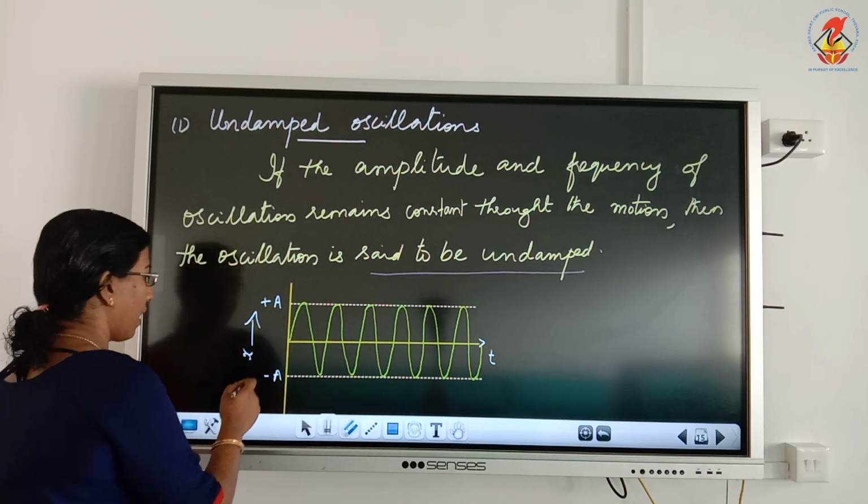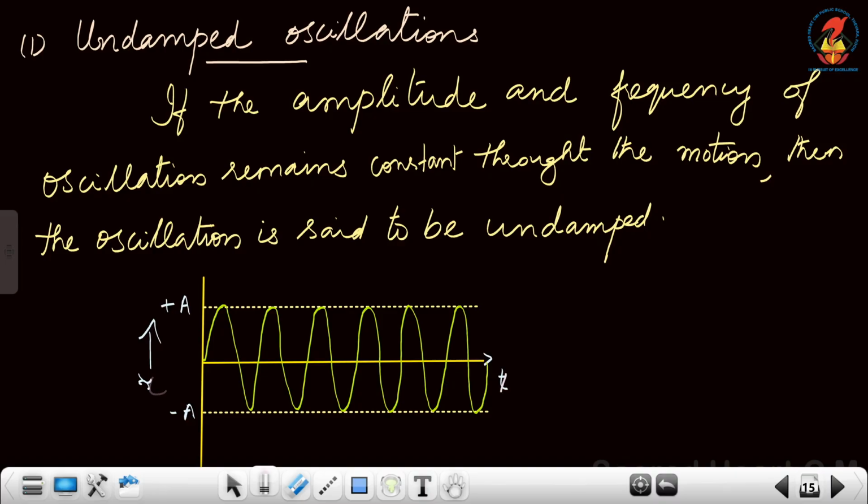And if we draw a graph of displacement with time, we will get a graph like this. In this case, you can see for every time interval, the amplitude of oscillation is remaining the same and frequency is also the same.